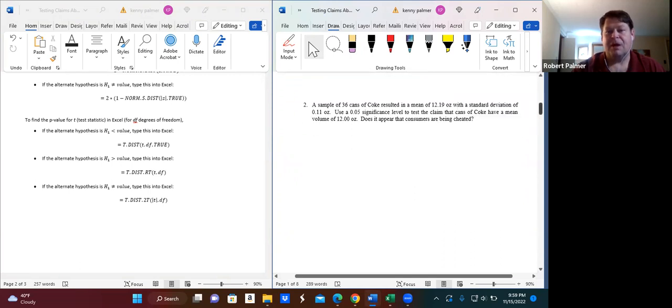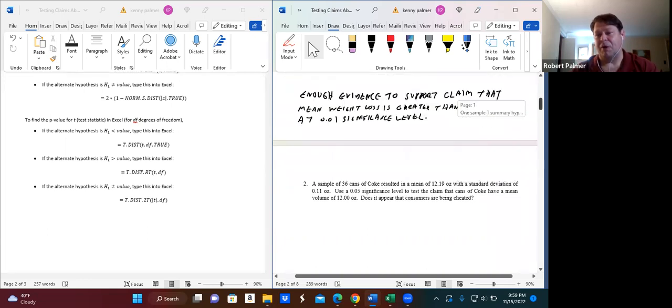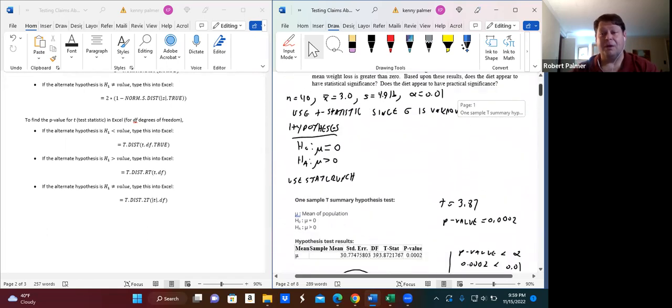Okay, this one says, a sample of 36 cans of Coke resulted in a mean of 12.19 ounces with a standard deviation of 0.11 ounces. Use a 0.05 significance level to test the claim that cans of Coke have a mean volume of 12 ounces. Does it appear that consumers are being cheated? I actually realized I didn't answer all the questions for number 1, so excuse me. Let's go back and take a look quickly.